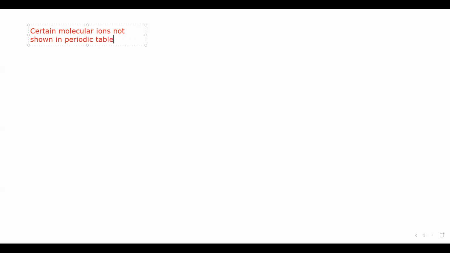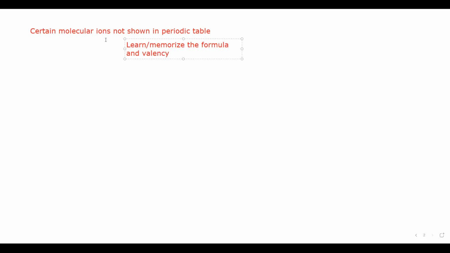So there are certain ions or molecular ions which are not shown in a periodic table. So you have to learn or memorize the valency for these ions. Not too many are there, so you have to learn or memorize the valency. So what are those?